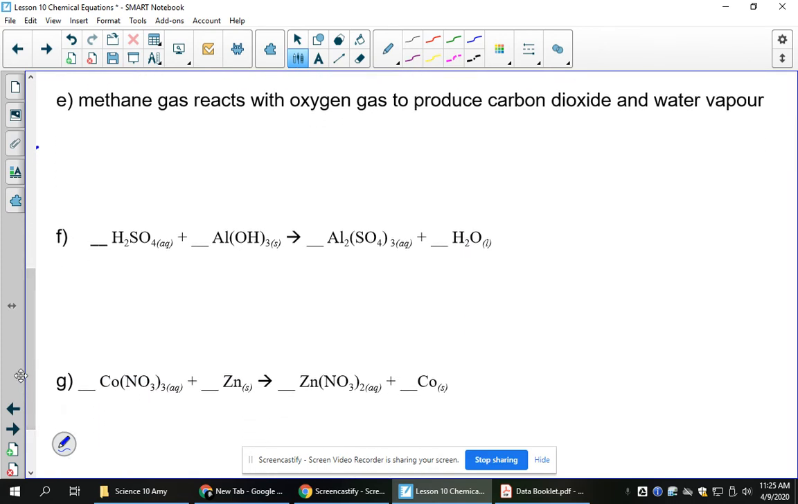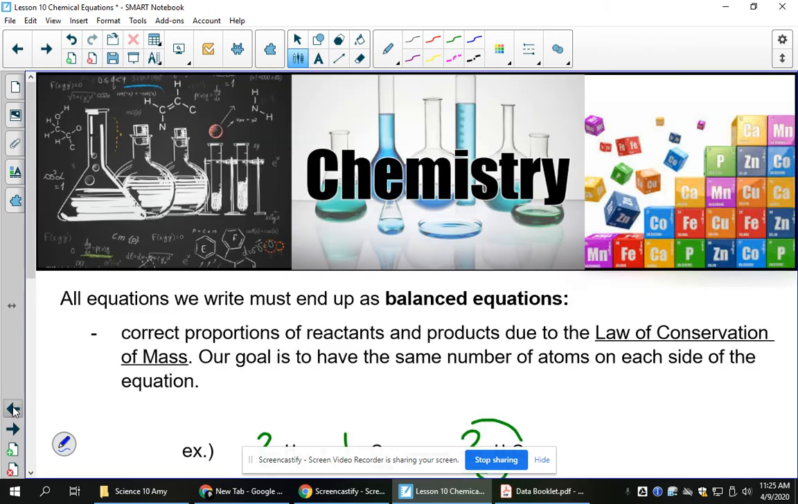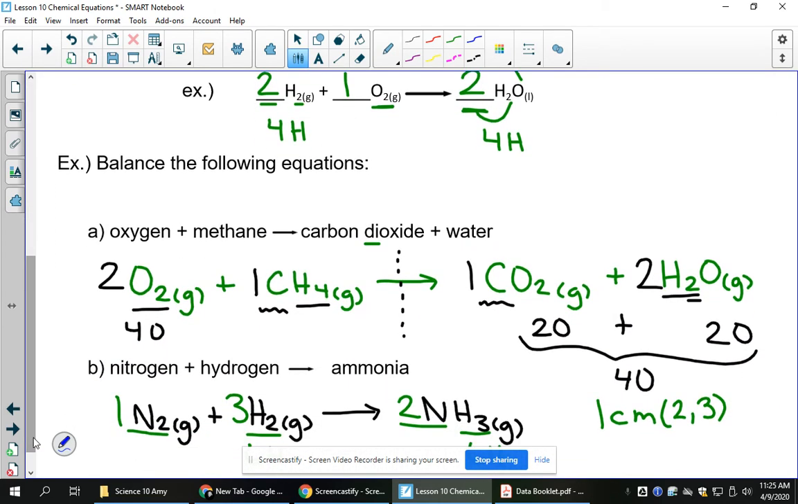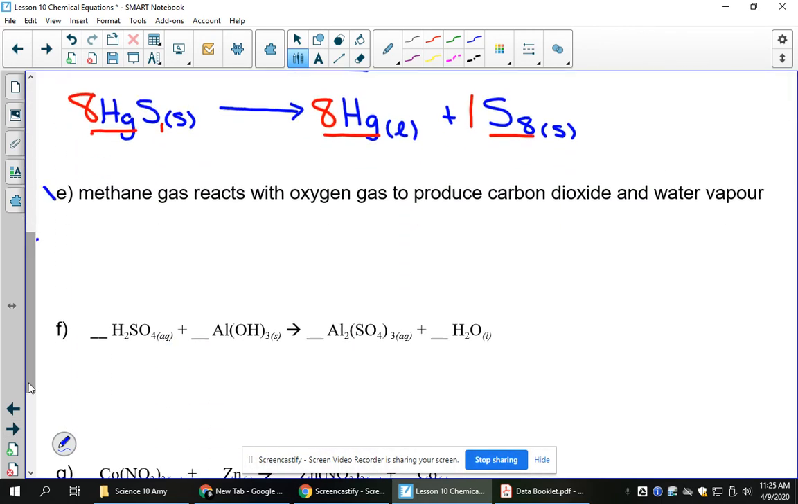Methane gas reacts with oxygen gas to produce carbon dioxide and water vapor. We already did a question exactly like this. Part A was the skeletal equation, so it was already written with plus signs and the arrow in it. Part E is the word equation. So it's the same thing. It's just asking you the question in a different way. So you can try this one again, pause the video, and see if you get the same answer as the previous slide.